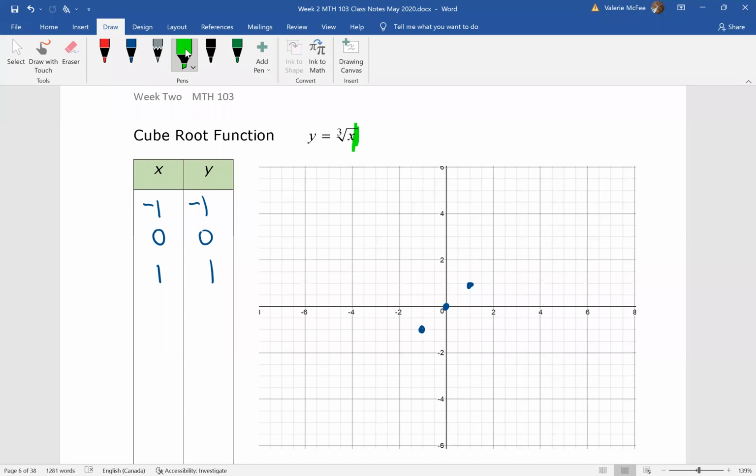So when we're looking at the cube root function, we see that x can equal -1. The cube root of -1 is -1. But these 3 key points are exactly the same as our cube function points and our linear function points. Can you find some more points and finish graphing this function?